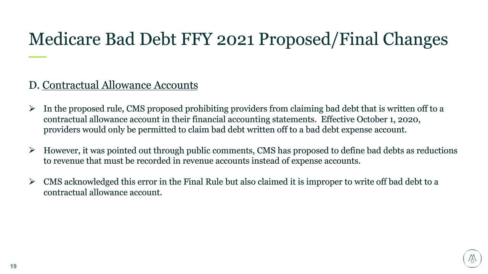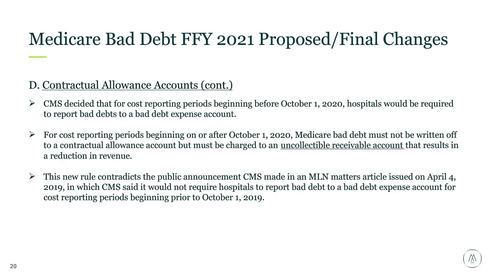So therefore, are we back to square one, or are we? CMS acknowledged their error in the final rule, but also claimed it is improper to write off a bad debt to a contractual allowance account. So what CMS decided was for periods prior to October 1st, 2020, hospitals must report bad debt to a bad debt expense account, even though they had acknowledged this was inconsistent with their past position.